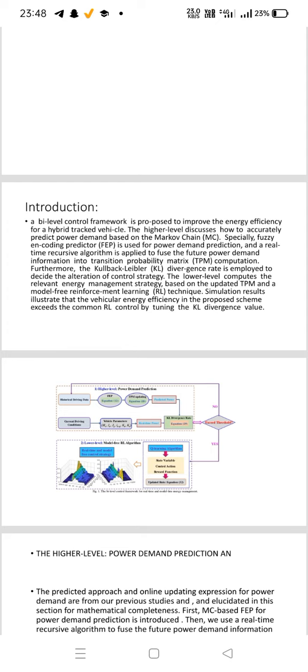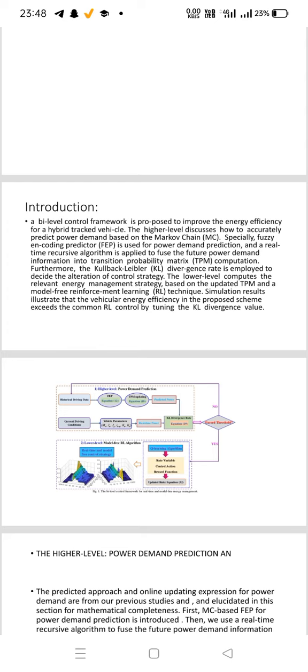Today my topic is a bi-level control framework proposed to improve the energy efficiency of a hybrid electric tracked vehicle. The higher level discusses how to accurately predict power demand based on the Markov chain, especially a fuzzy time recursive algorithm applied to fuse power demand information into the transition probability matrix computation.